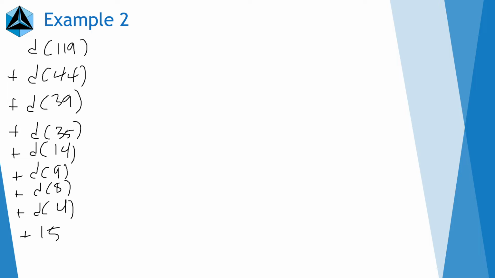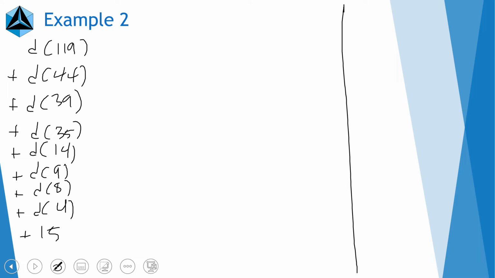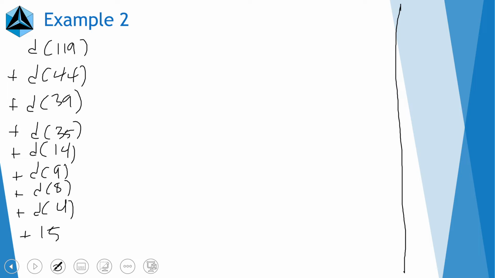We want to start from the smallest one, and then we're going to keep a little table on this side of some values that we've already computed. Okay. So first, let's start with calculating d of 4.